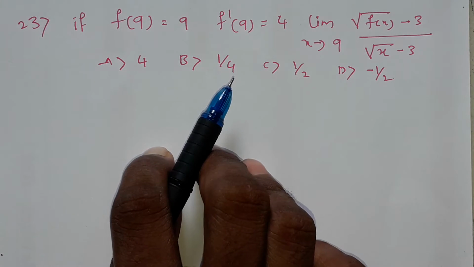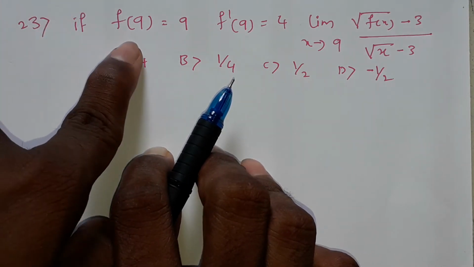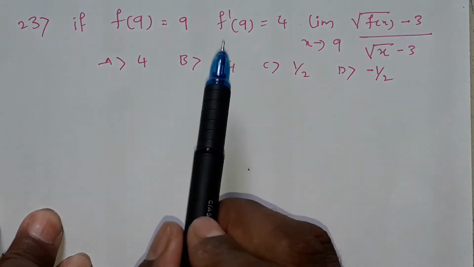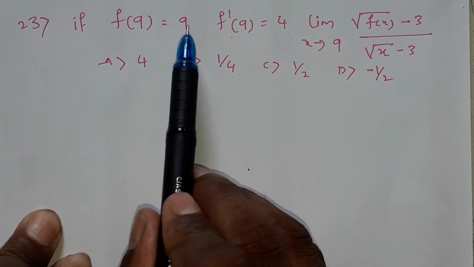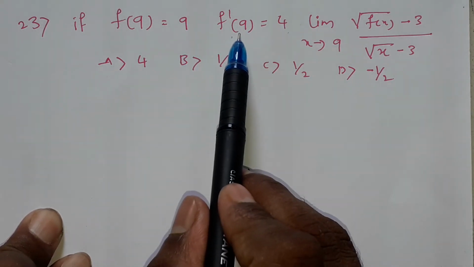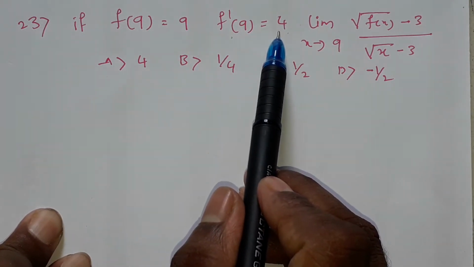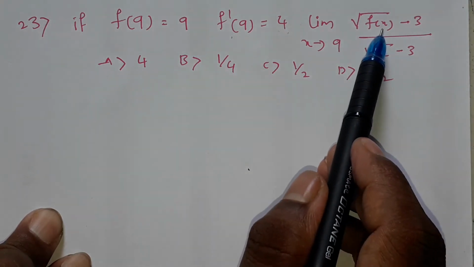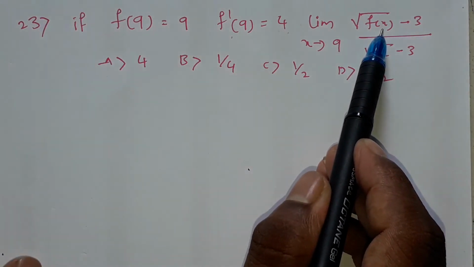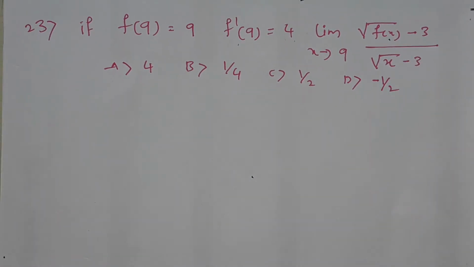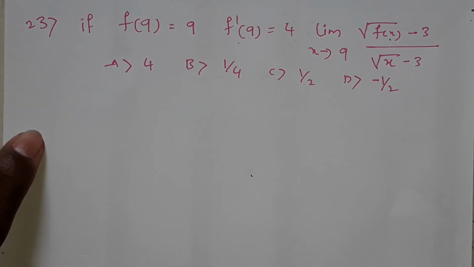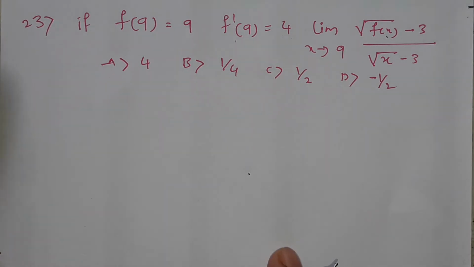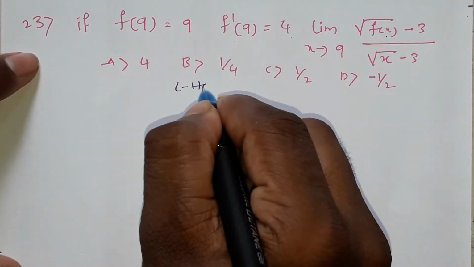Here, what is given? f of 9 is equal to 9, f dash of 9 is equal to 4. That means when we substitute 9 in the function, we get 9, and for f dash of 9 we get 4. Here in place of f of x we take 9. Root 9 value is 3, and 3 minus 3 is 0. So 0 by 0 indeterminate form comes. We take the L'Hospital rule. Apply the L'Hospital rule.